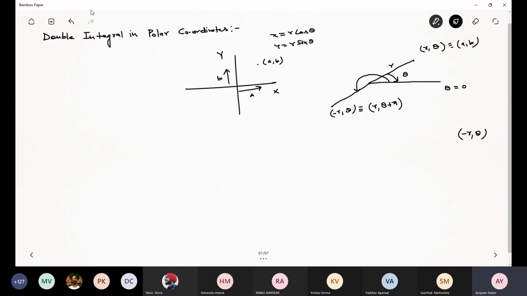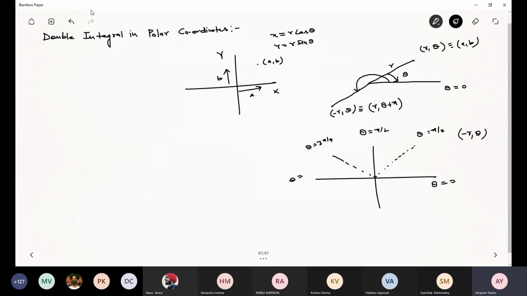And these are the particular lines. If I compare with the Cartesian coordinate system, this line is theta equals 0. This line is theta equals pi by 2. This line is theta equals pi by 4. This line is theta equals 3 pi by 4.